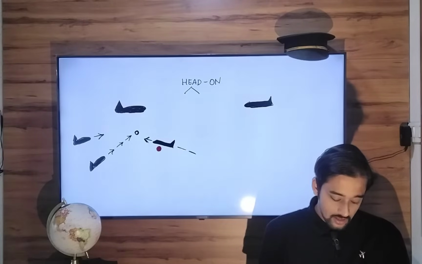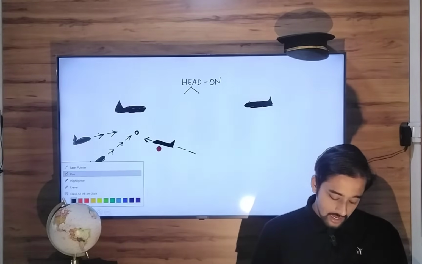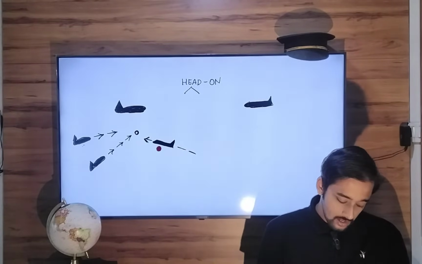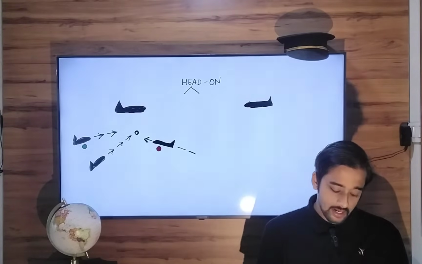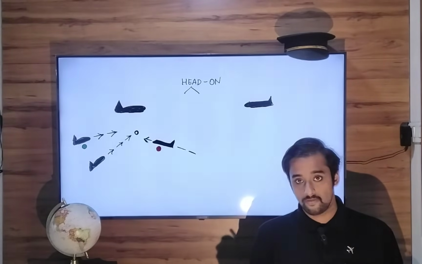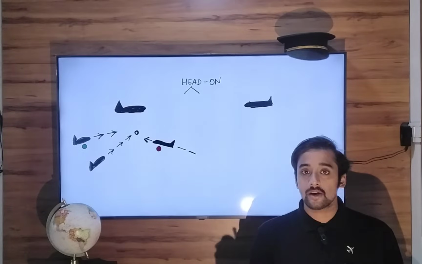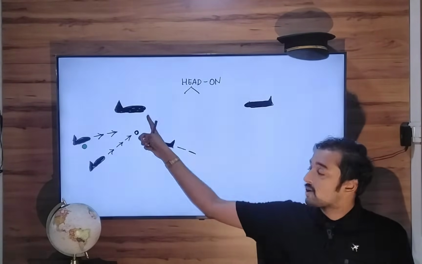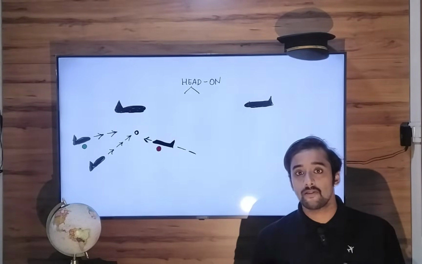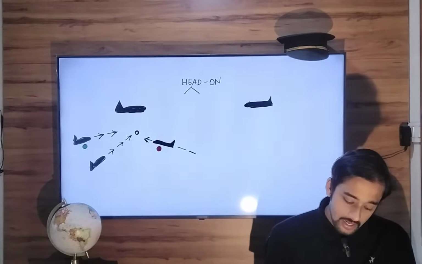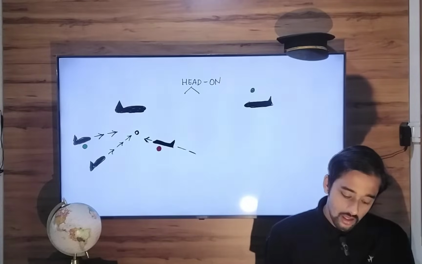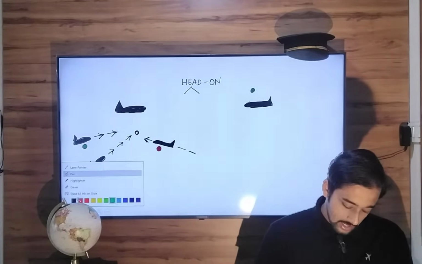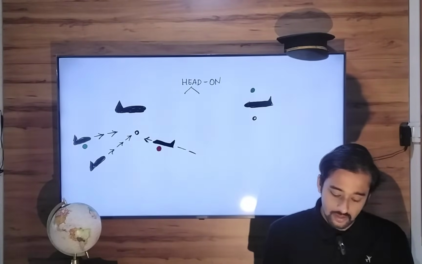in that case, the green navigation light of that aircraft will be visible to you. Okay, green navigation light of that aircraft will be visible to you. And in this case, in head-on collision, what lights will be visible to you? Green light and the red navigation light.